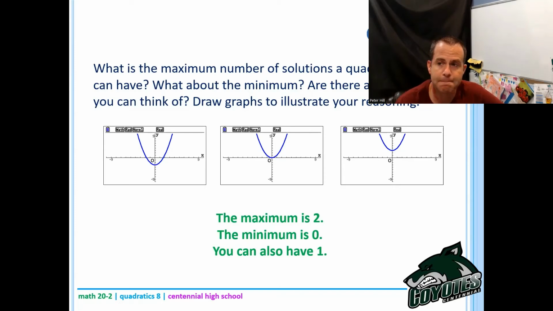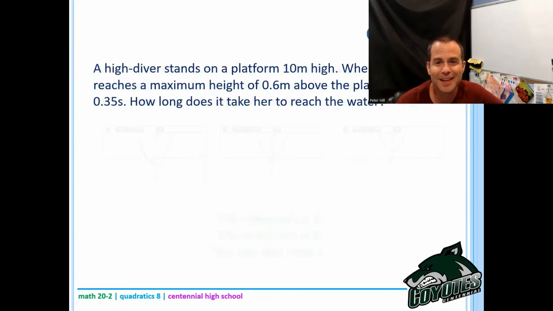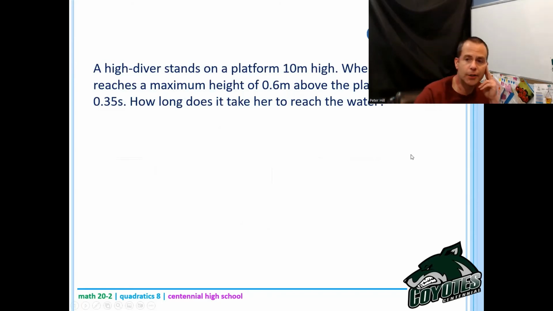You got this. All right, let's end with a little word problem. A high diver stands on a platform 10 meters high. When she dives, she reaches a maximum height of 0.6 meters above the platform after 0.35 seconds. How long does it take for her to reach the water?